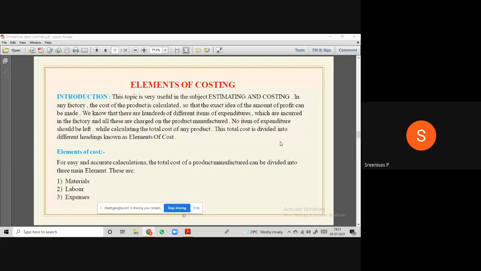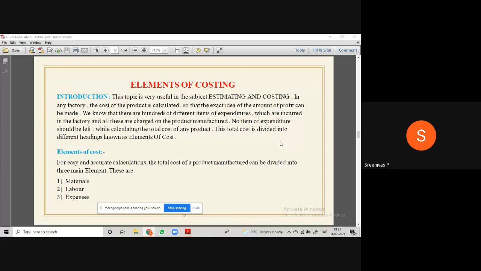Which is called the total cost of the component. So no item of expenditure should be left. We should not forget about the cost involved at various stages. No item of expenditure should be left while calculating the total cost of any product.